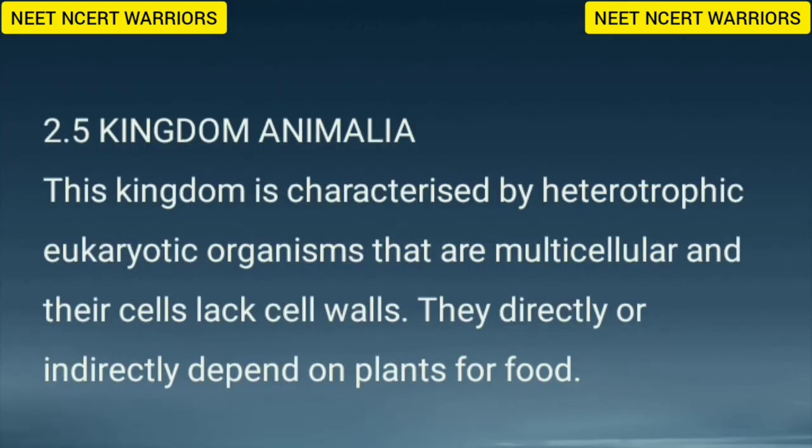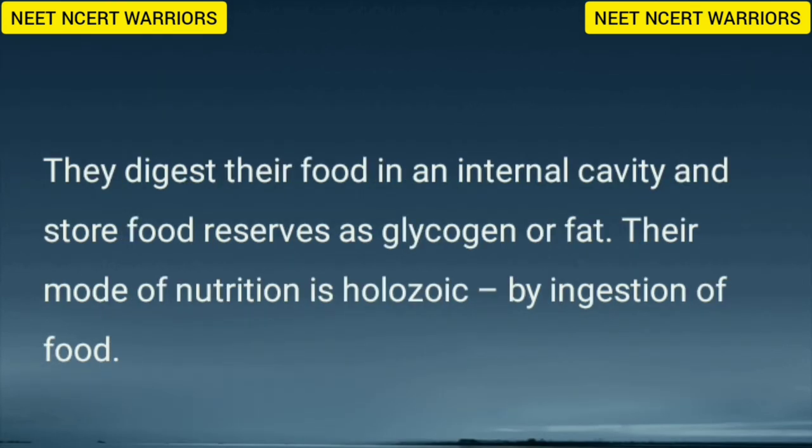Topic: Kingdom Animalia. This kingdom is characterized by heterotrophic eukaryotic organisms that are multicellular and their cells lack cell walls. They directly or indirectly depend on plants for food. They digest their food in an internal cavity and store food reserves as glycogen or fat. Their mode of nutrition is holozoic, by ingestion of food.